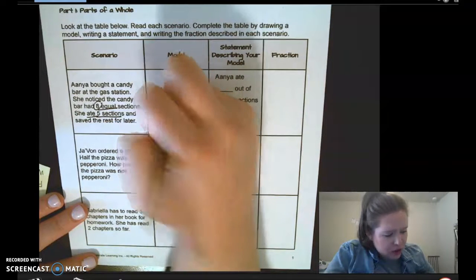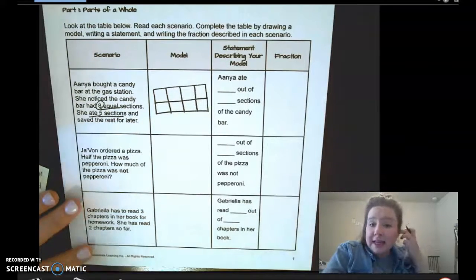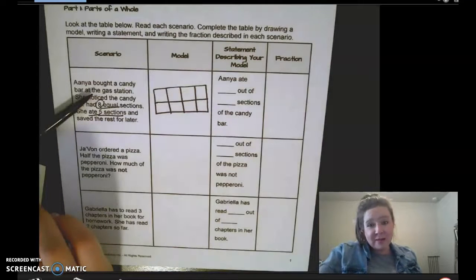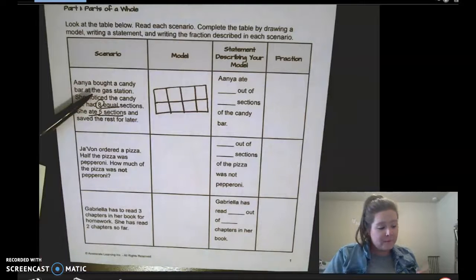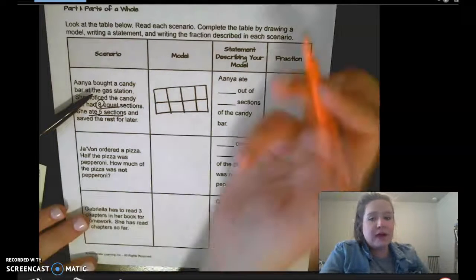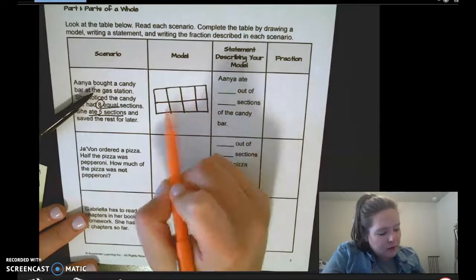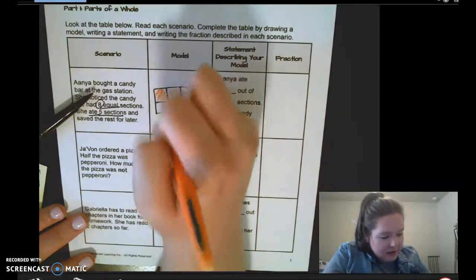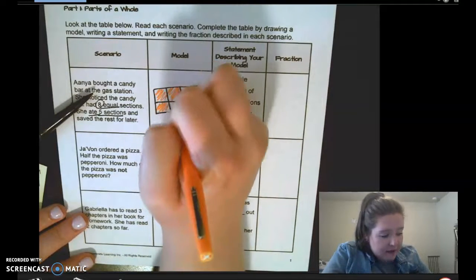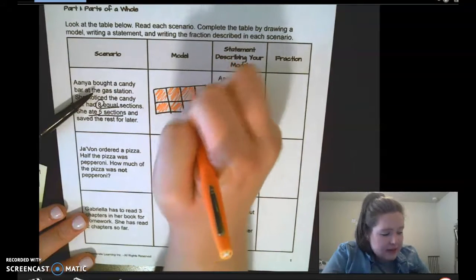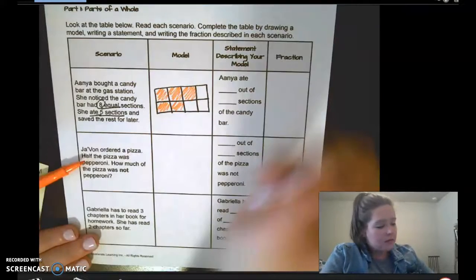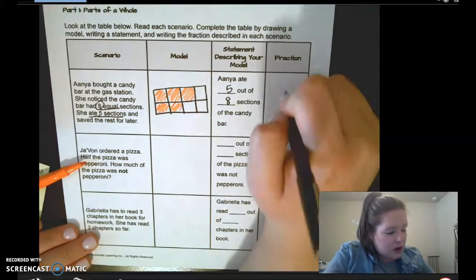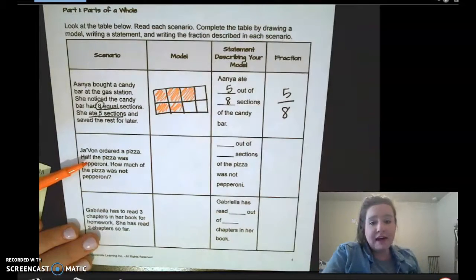And again, when you're drawing your model, you're going to make it as closely equivalent as possible, but because we're humans, it's not always going to be perfect, okay? But as close as equal as you can. So here are her 1, 2, 3, 4, 5, 6, 7, 8 pieces, and she ate 5 of them. So I'm going to shade 5 of the pieces because that represents the amount that Anaya ate. Anaya ate 5 out of 8 sections of the candy bar. She ate 5/8 of the candy bar.